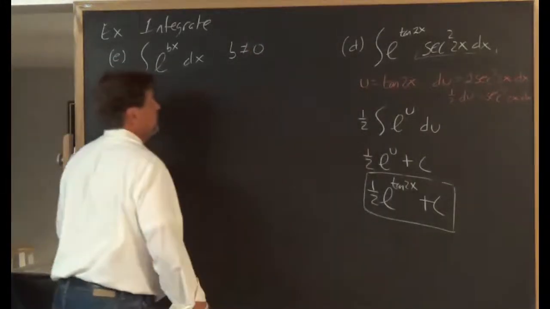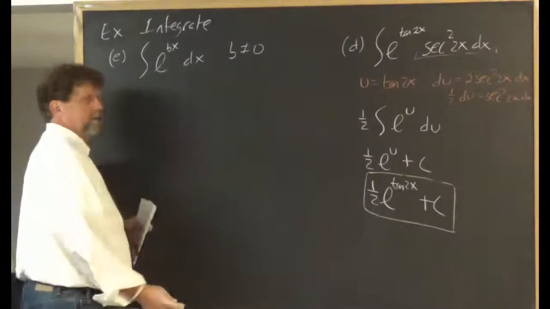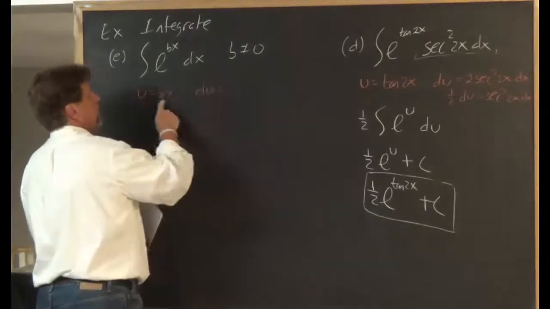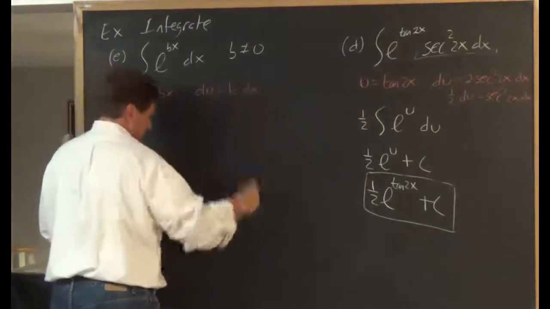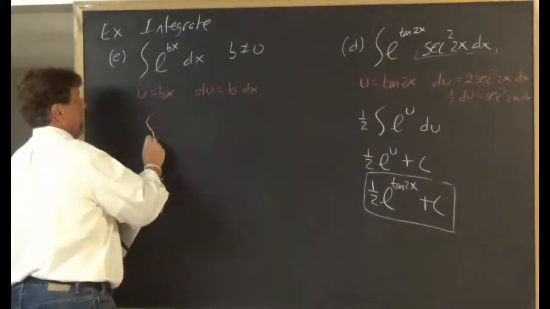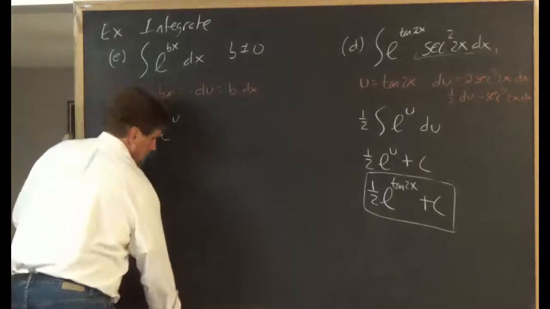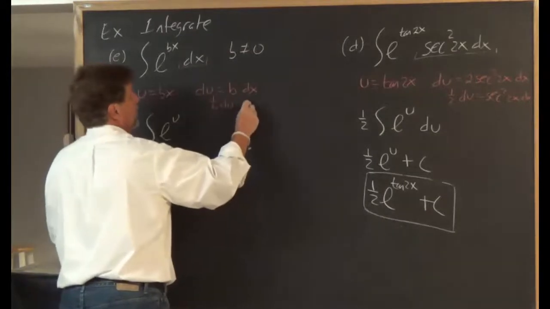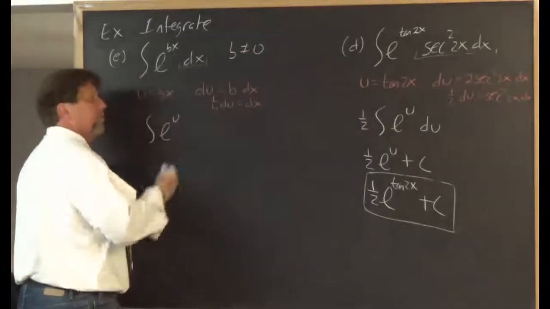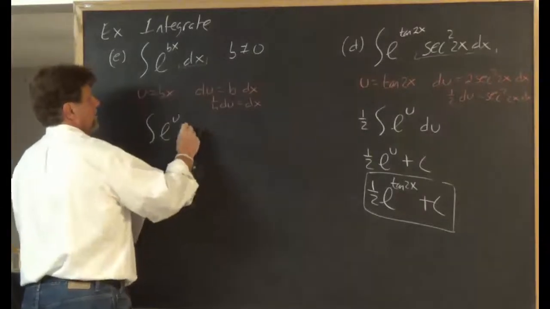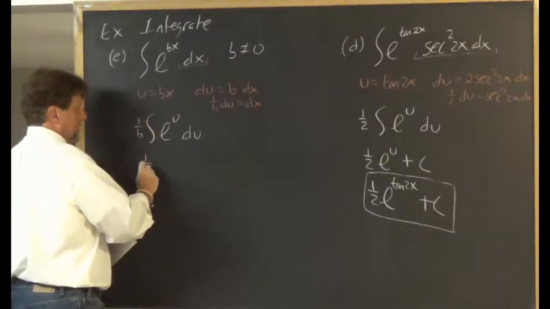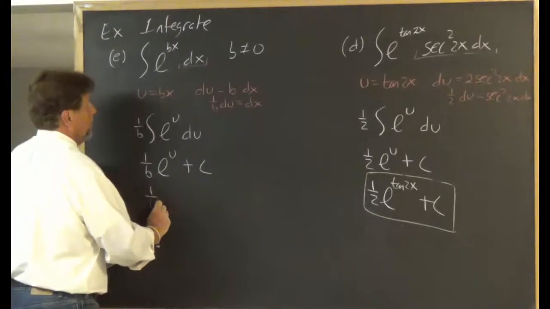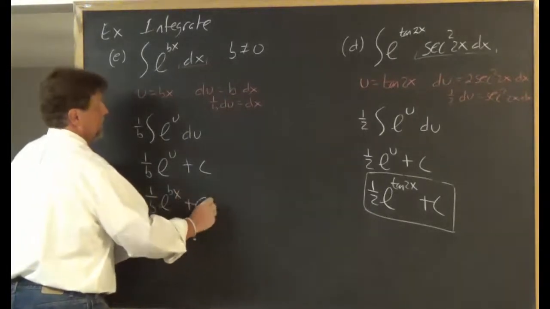So if we're going to do this, well, let's substitute. Let's let u equal bx. Then du, well, the derivative here is just b times dx. So we substitute in, we have e to the u. We still need to take care of our dx. Well, 1 over b du, that is dx. So we substitute 1 over b du in for dx. Put the 1 over b out front. We get 1 over b e to the u plus c. 1 over b e to the bx plus c.